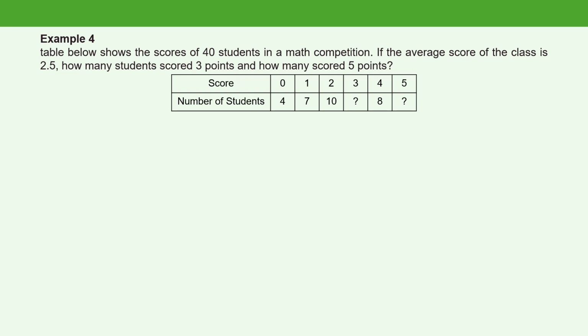Example 4, table below shows the scores of 40 students in a math competition. If the average score of the class is 2.5, how many students scored 3 points and how many scored 5 points?